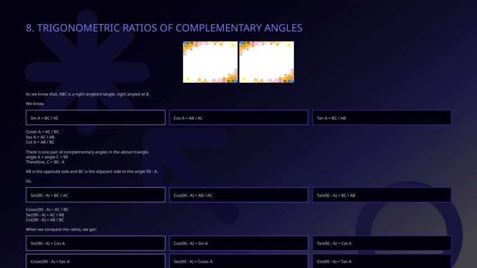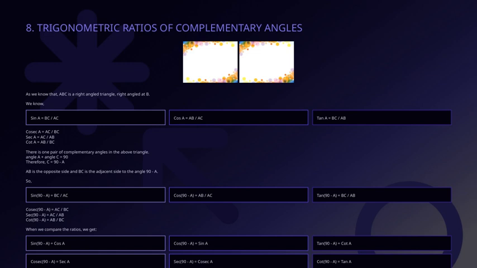Sin of 90 minus A equals BC over AC. And cos equals AB over AC. Cosec of 90 minus A equals AC over BC, and sec of 90 minus A equals AC over AB. Similarly, cotangent of 90 minus A equals AB over BC.